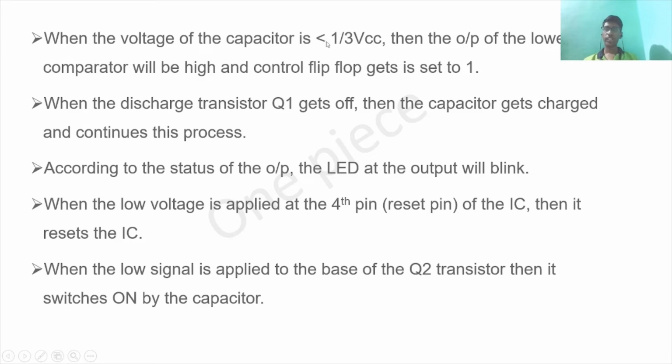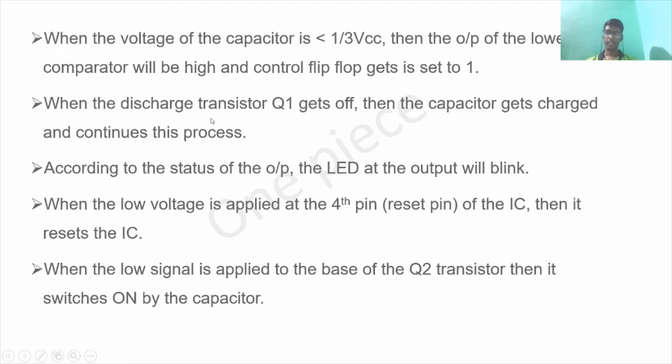When the voltage of the capacitor is less than 1/3 VCC, the output of the lower comparator will be high, and the control flip-flop gets set to 1. When the discharge transistor Q1 gets off, the capacitor gets charged, and this process continues. According to the status of the output, the LED at the output will blink.